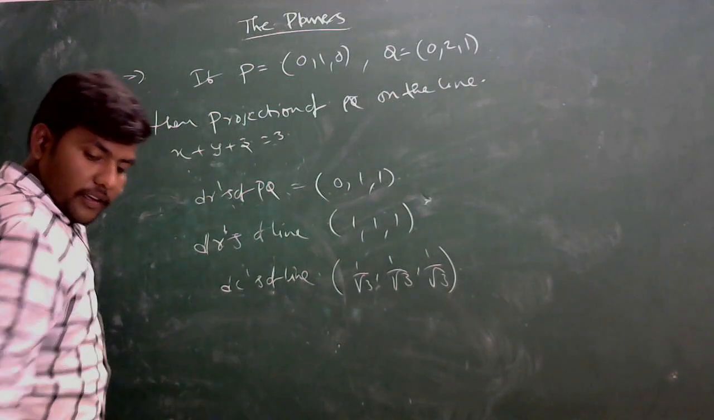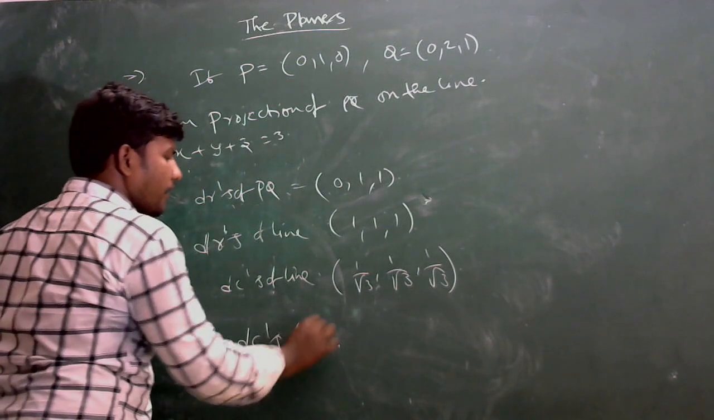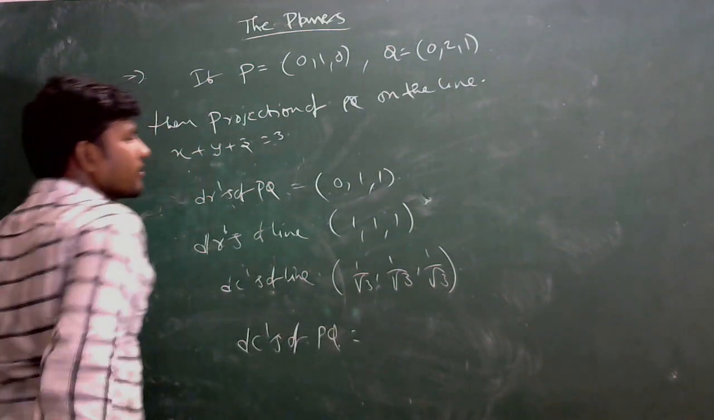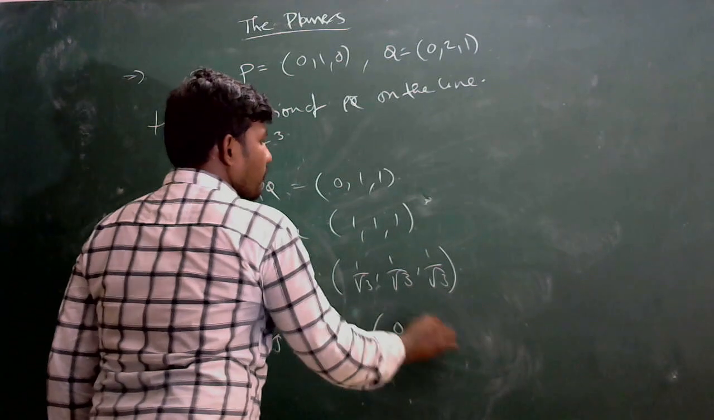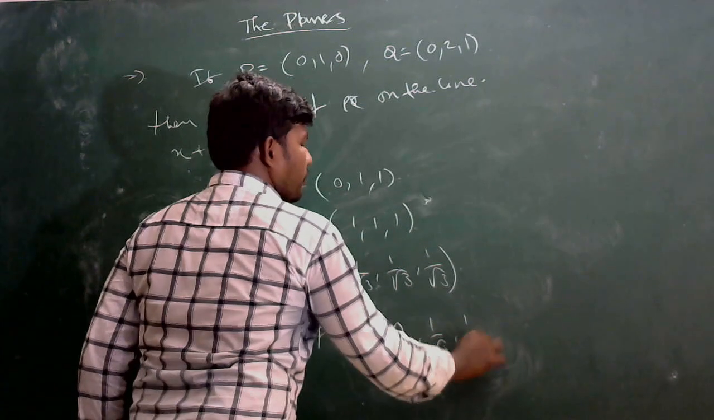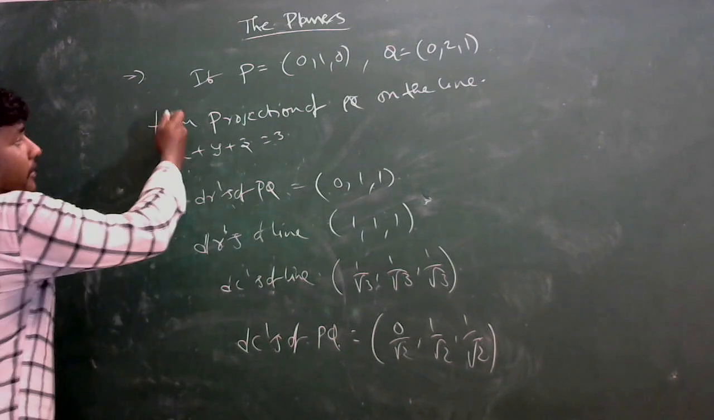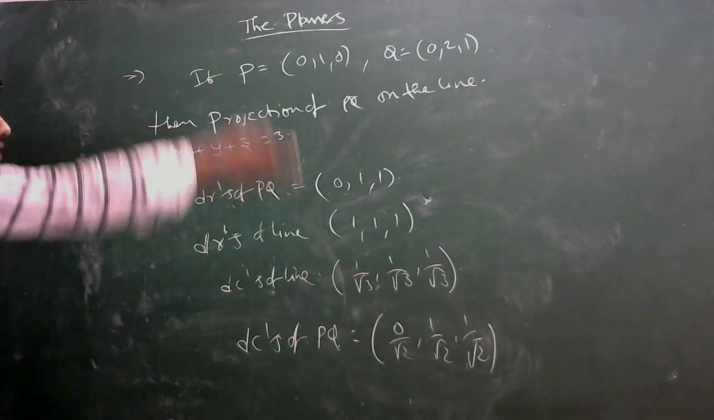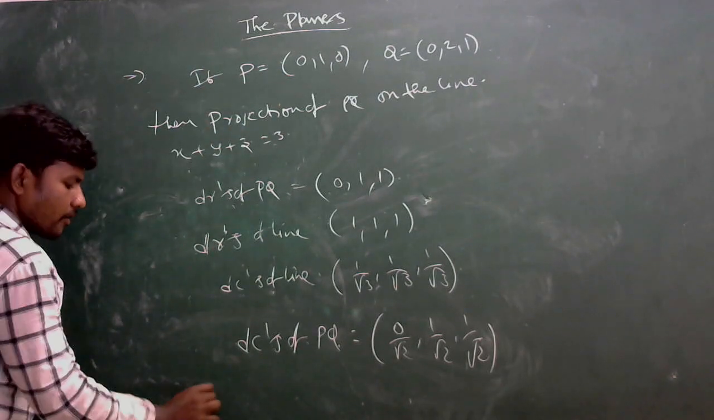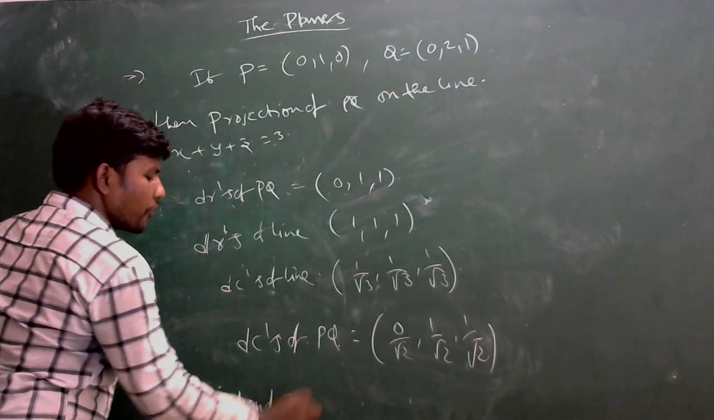And also we get the DCs of PQ. The DCs of PQ equal to 0 by root 2, 1 by root 2, 1 by root 2. They ask you to find the projection of PQ on the line.